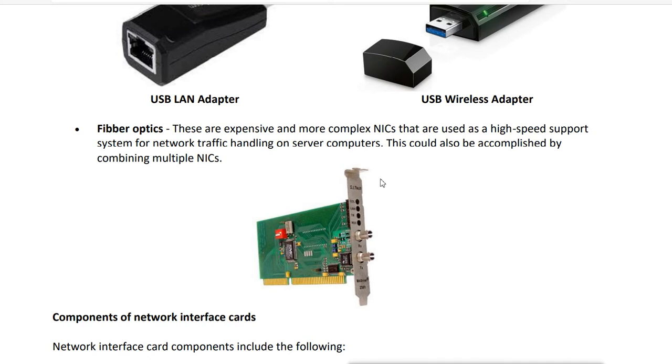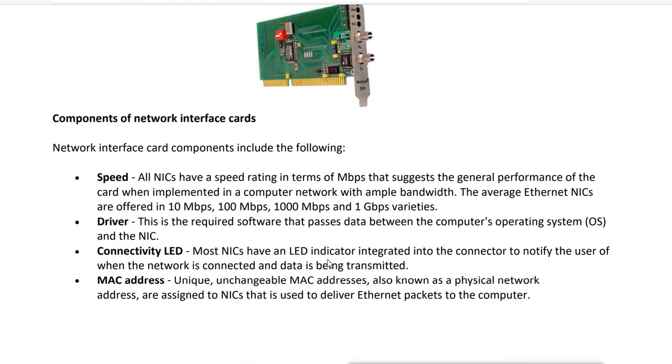And also, what can a server do? We can combine multiple adapters to get more bandwidth in server machines. So basically these fiber NICs are very expensive, so normally we don't use them on our desktop machines. We use them for the server machines. Then the components of the network interface cards.